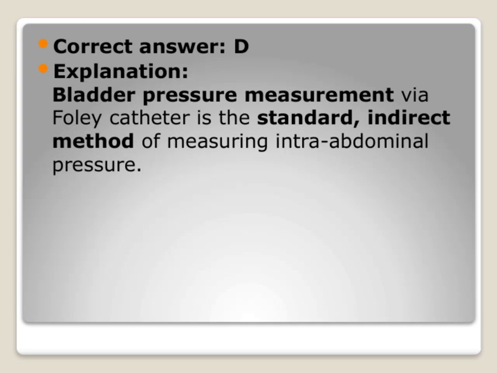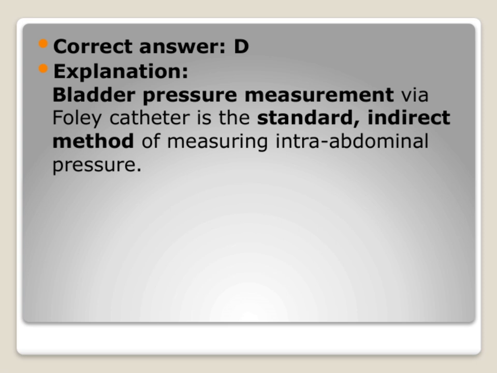Let's take a look at this question. The correct answer is D. The explanation here is quite straightforward but very important. Bladder pressure measurement via a Foley catheter is considered the standard, indirect method for measuring intra-abdominal pressure.